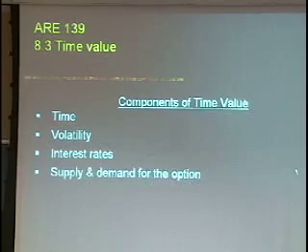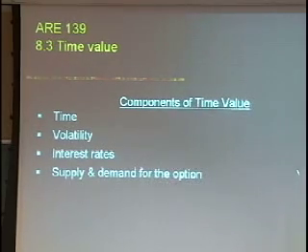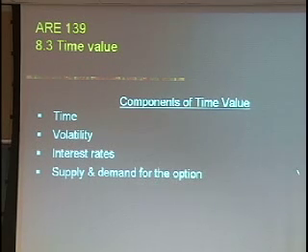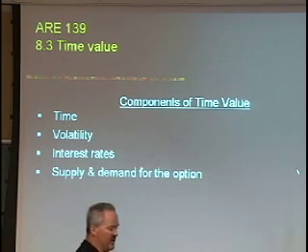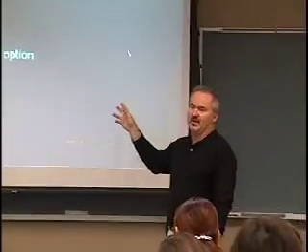So we'll look at a formula called the Black-Scholes model that helps us determine what a fair premium is. But let's just write down the variables that determine time value, and we've already mentioned them. Obviously, time, volatility. Interest rates reflect the opportunity cost of money. It's a factor in the Black-Scholes formula, but is not as important as the other two. And then, of course, there's the supply and demand for the option.